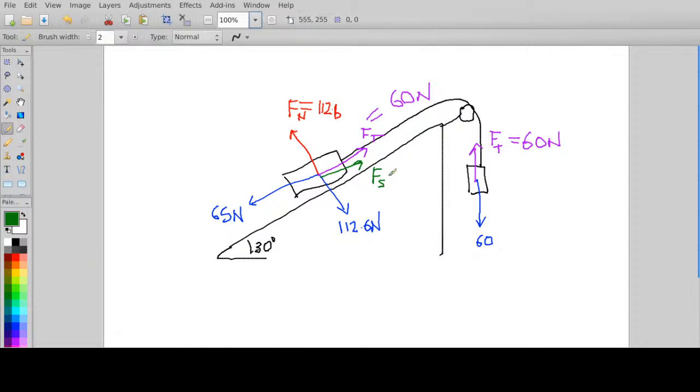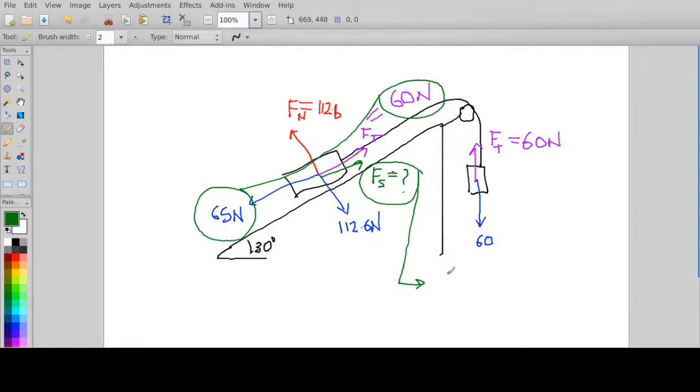Okay, we don't know FS, but without even having to go to the other board, can you guess what FS has to be? Well, let's look at this. We've got 65 pulling downhill and only 60 pulling uphill. Who's winning? The 65 is winning, right? So that would want to pull this downhill. So you know what that means for this one right here? How big does that one have to be to make them balance out? Well, it's got to equal 5 newtons, because then you'd have 60 plus 5 uphill balancing the 65 downhill.